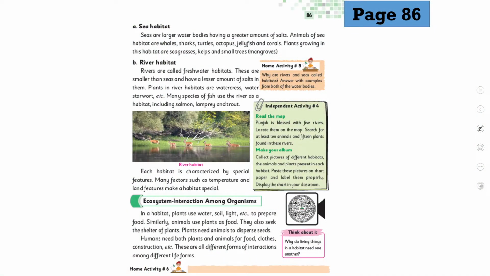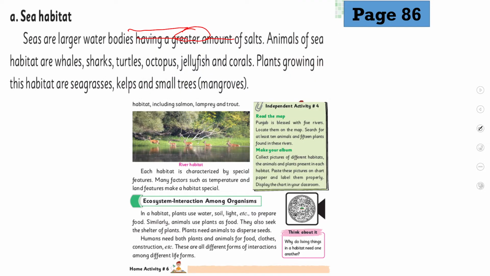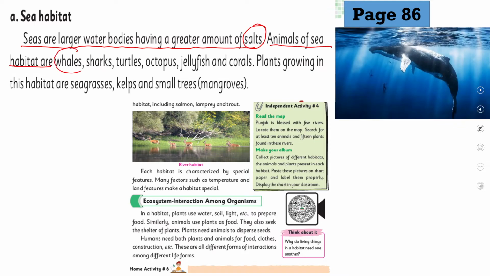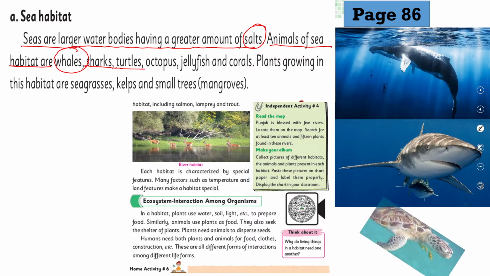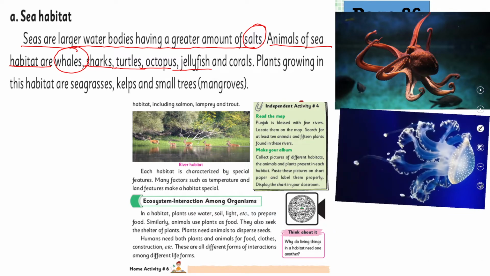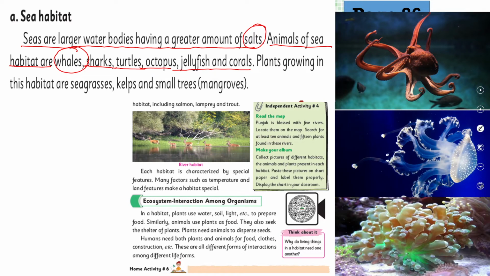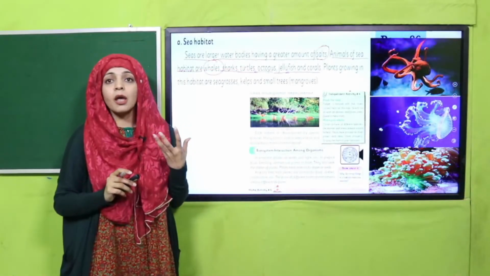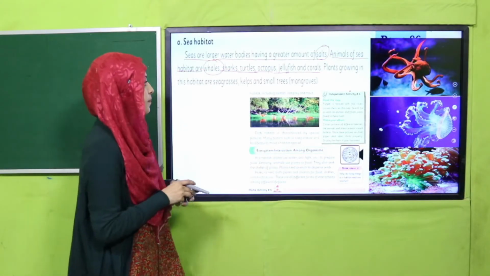We will study about sea habitat. Seas are larger water bodies having a greater, let me zoom it in for you. Seas are larger water bodies having a greater amount of salts. Animals of sea habitat are whales, sharks, turtles, octopus, jellyfish, and corals. So my dear students, these are all the inhabitants of sea habitat.